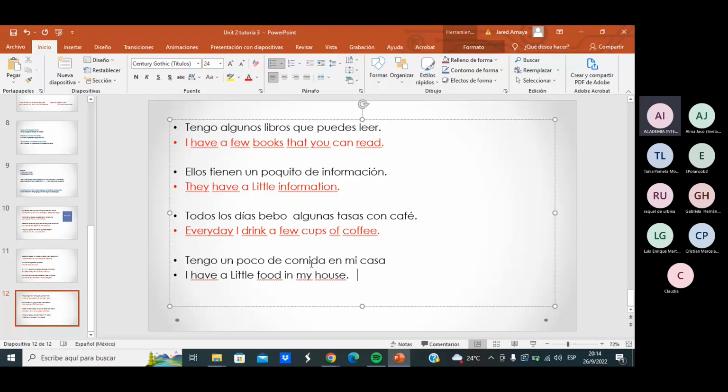And yeah, that's correct. A little, because food is uncountable. We cannot say foods. Foods. I have never seen that word. Nunca he visto eso. Even in Spanish, we don't say comidas. Platos de comida, that makes sense. And that's correct. But we don't say foods. I have a little food in my house.